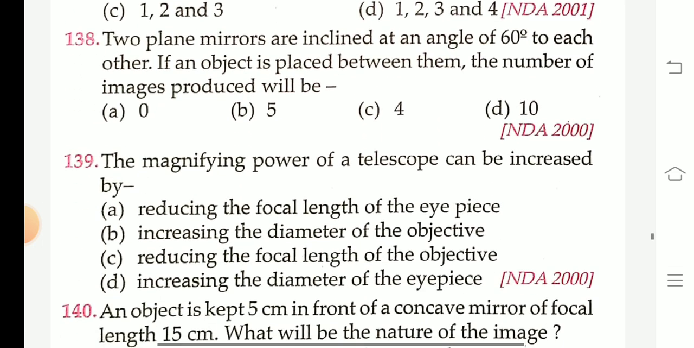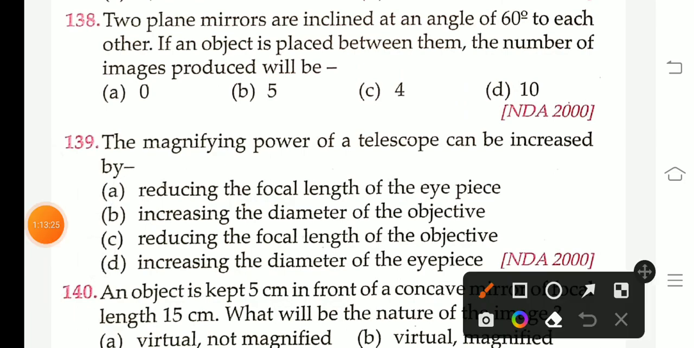Next, two plane mirrors are inclined at an angle of 60 degrees to each other. If an object is placed between them, the number of images produced will be. Right answer will be option B, 5. Next, the magnifying power of a telescope can be increased by. Right answer will be option A, reducing the focal length of the eyepiece.